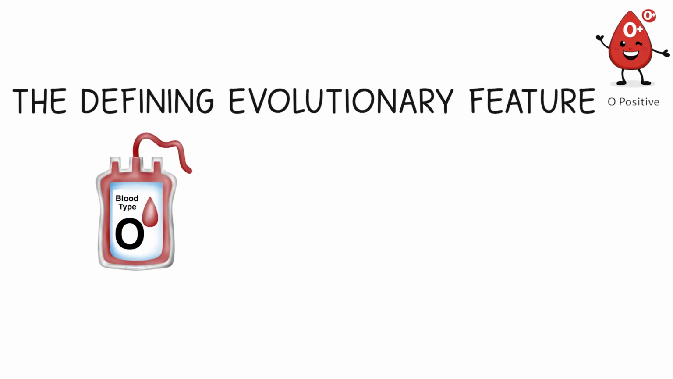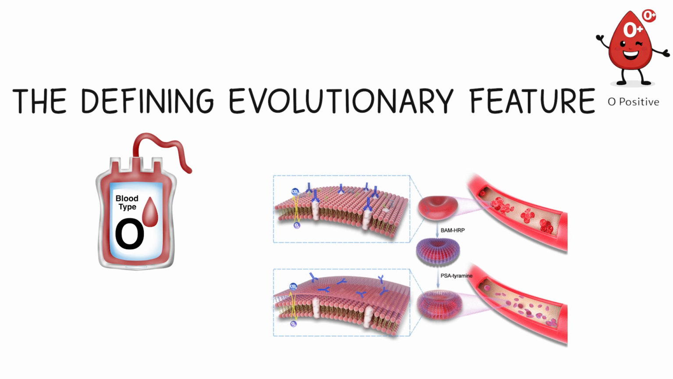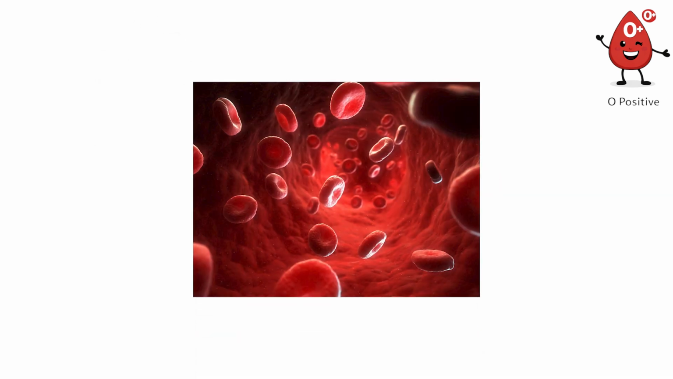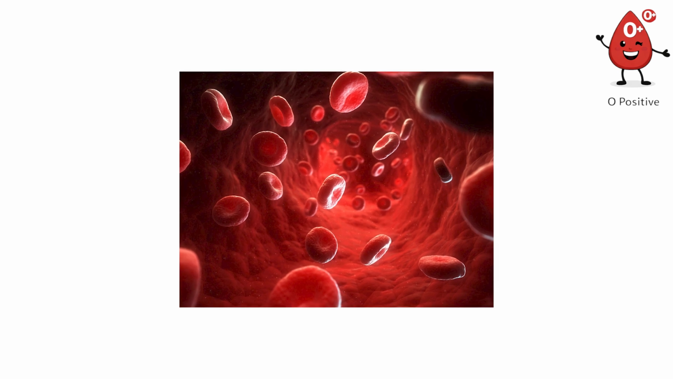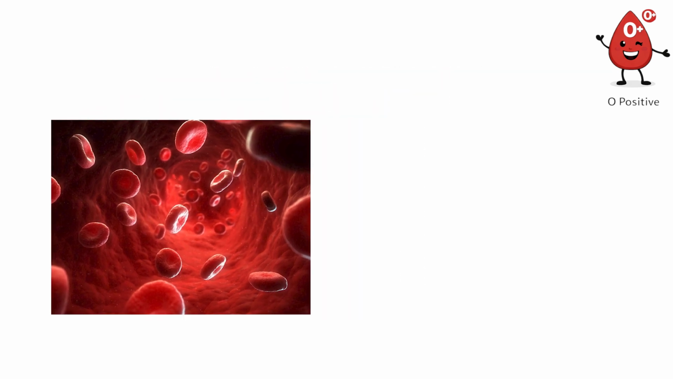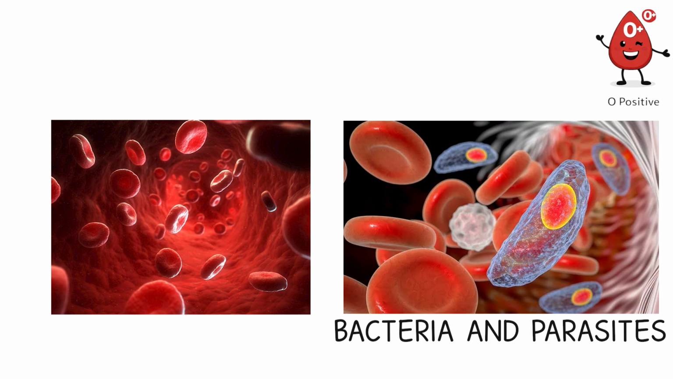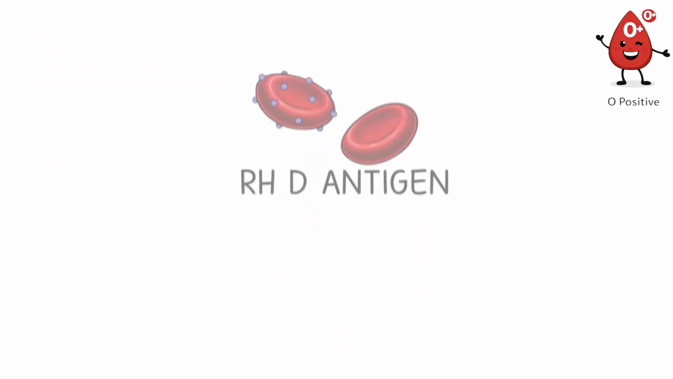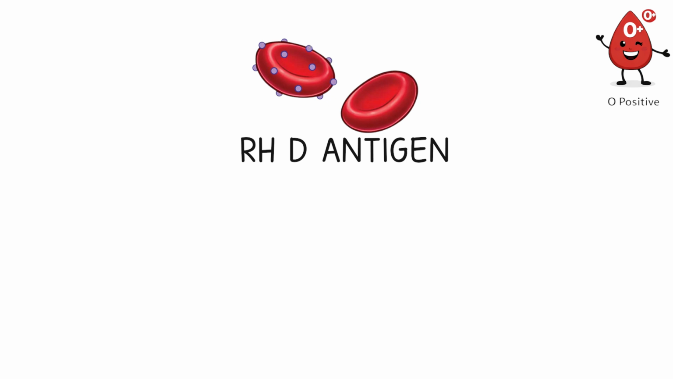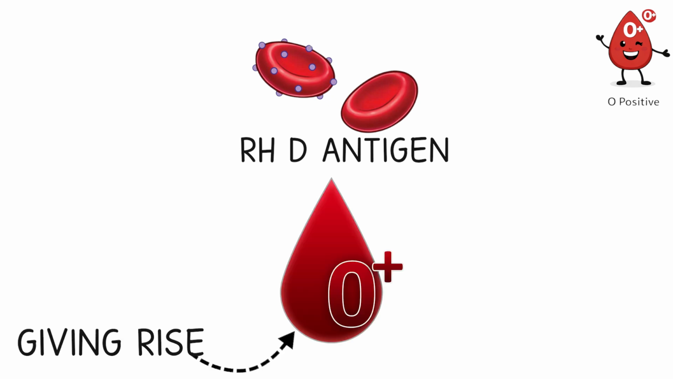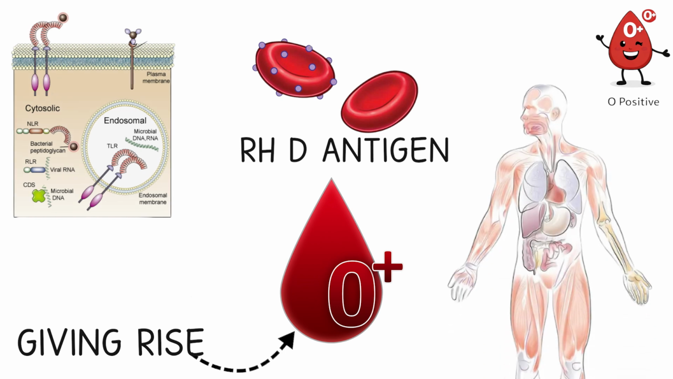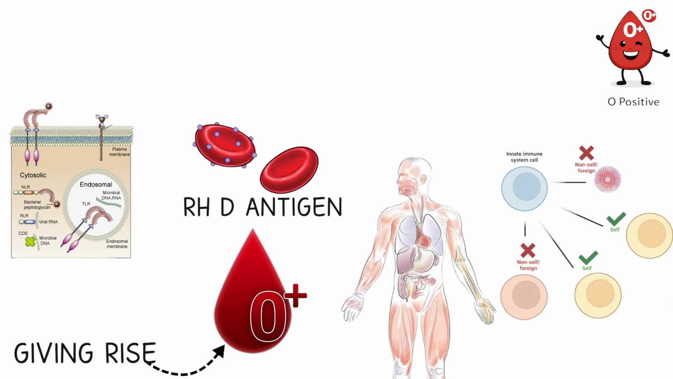The defining evolutionary feature of type O blood is the complete absence of A and B antigens on the surface of red blood cells. This absence reduced the number of molecular handles that pathogens could latch onto, particularly bacteria and parasites that evolved to exploit carbohydrate antigens. When the Rhd antigen later emerged, giving rise to O positive blood, it further enhanced immune recognition by improving the body's ability to distinguish self from non-self cells.